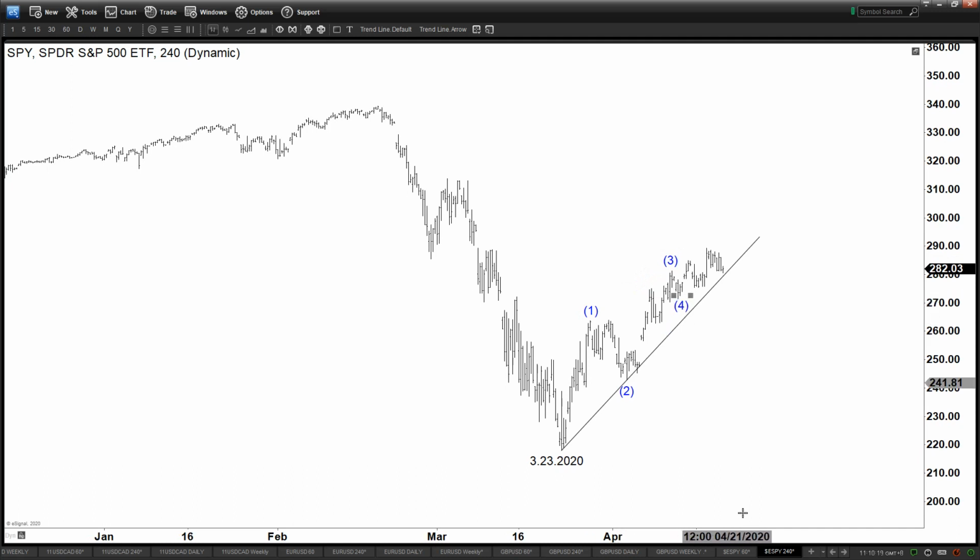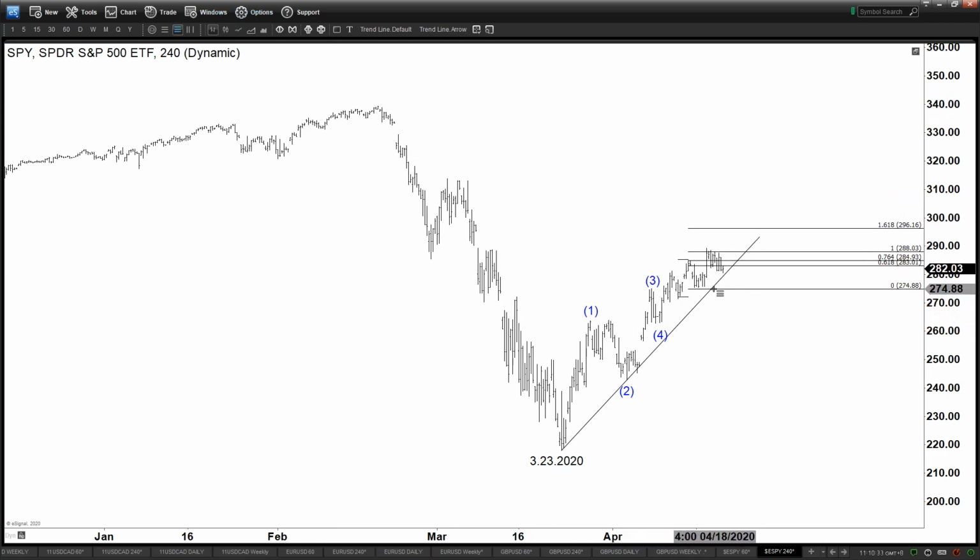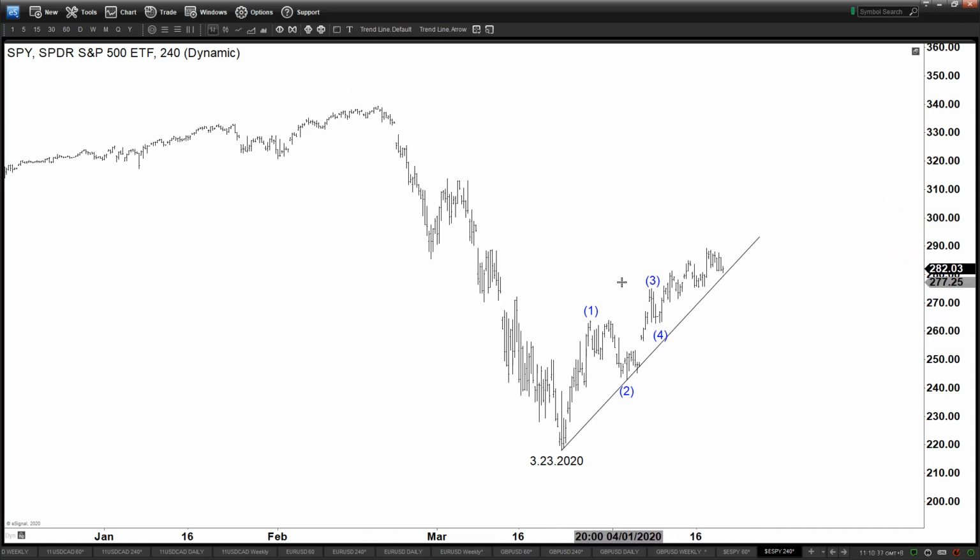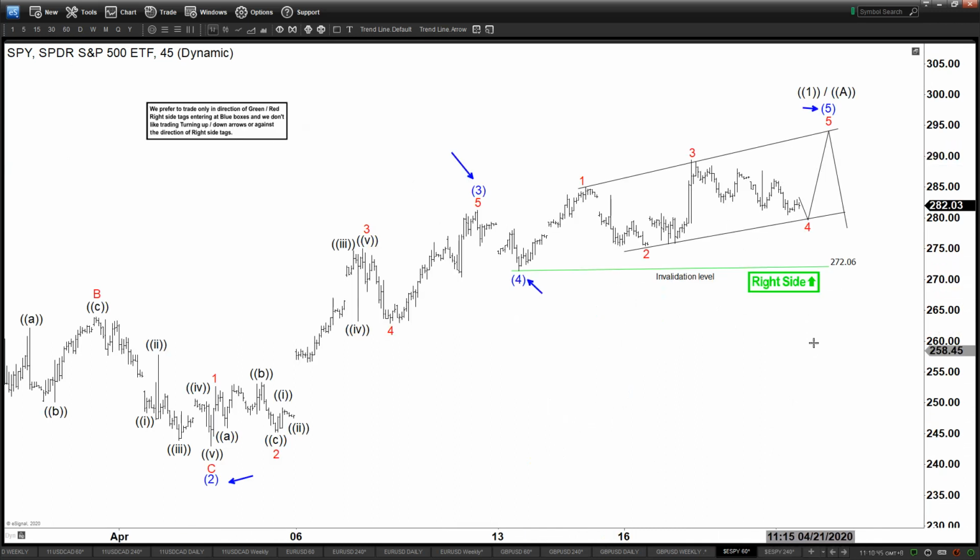Okay, so here you can count it this way, or I can count it another way. If I count it this way, right, then this could be counted as a diagonal already and finished. It could be counted as a diagonal and finished. So this cycle could be finished any moment here. So it's a little bit risky right now to keep chasing the long side.